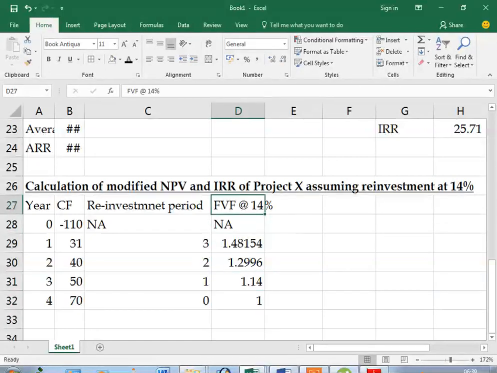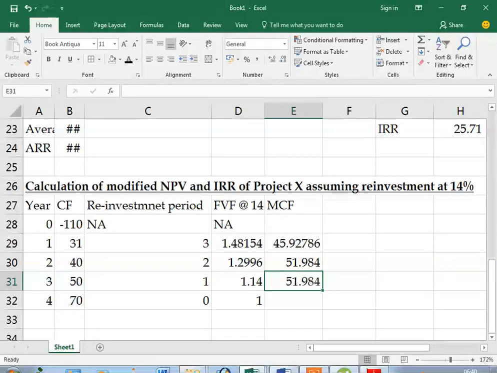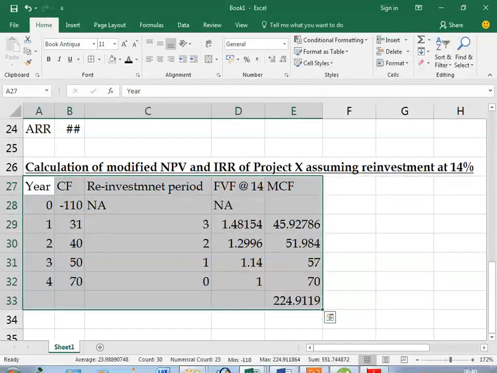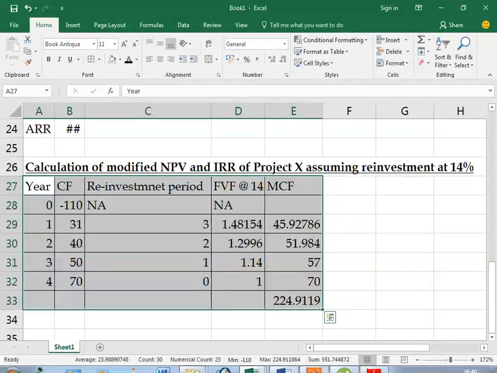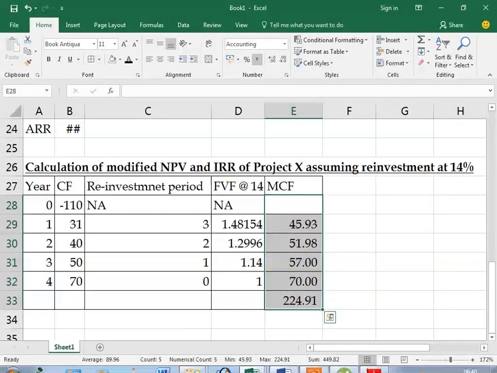Basically what they are saying is you are not going to get the project cash flows as and when it happens. You will keep reinvesting this. Maturity cash flow is what amount I am going to receive at maturity. So this is my initial, let me ignore this for the maturity purpose. So instead of receiving 31, 40, 50 and 70, I am going to receive a single amount of 224.91.